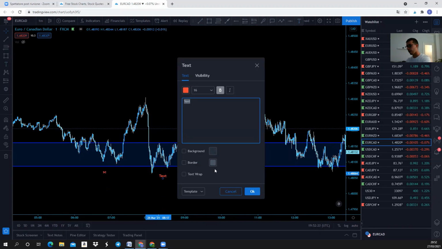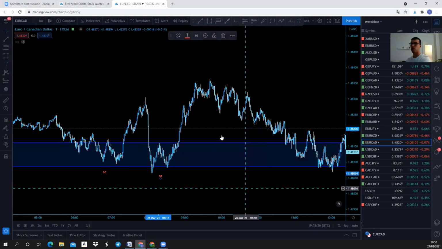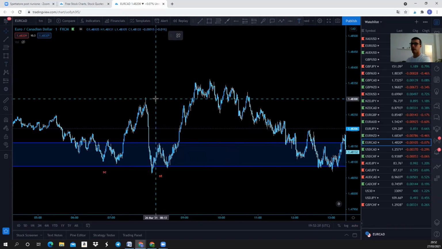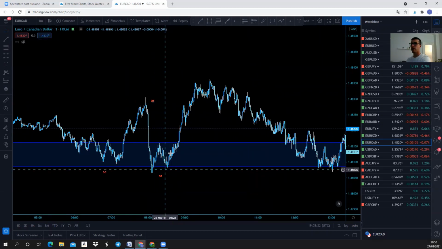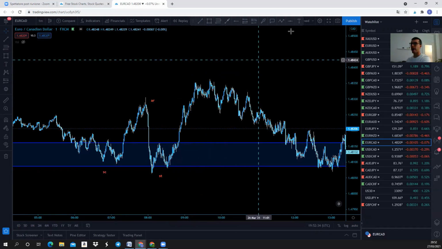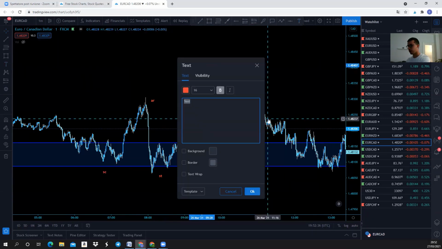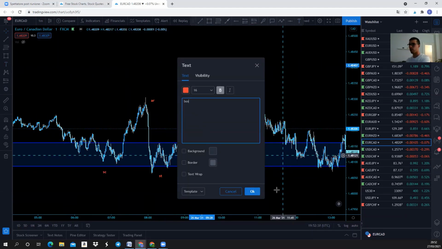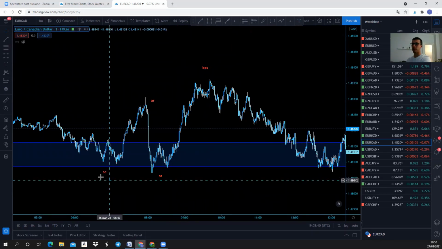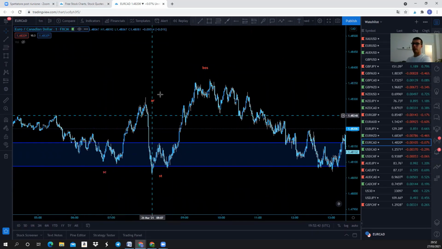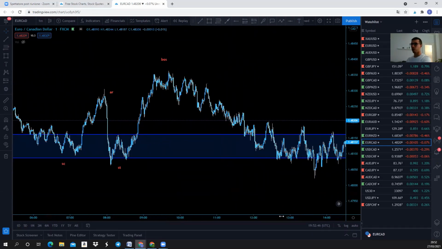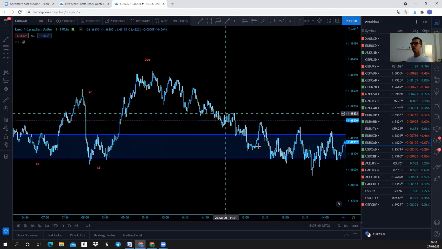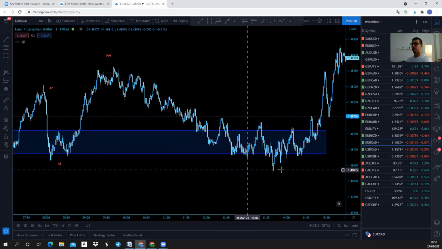So right here we have the secondary test. Right here, sorry, we have the automatic rally. And then here we have our nice break of structure, as you can see. All right, perfect. So selling climax, automatic rally, secondary test, break of structure. So right now we know that we're bullish, and we come back to our zone of interest.